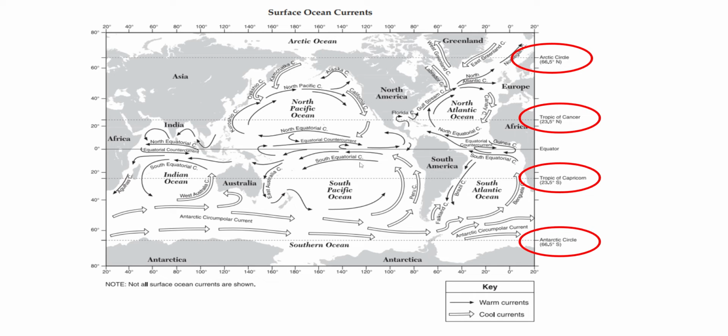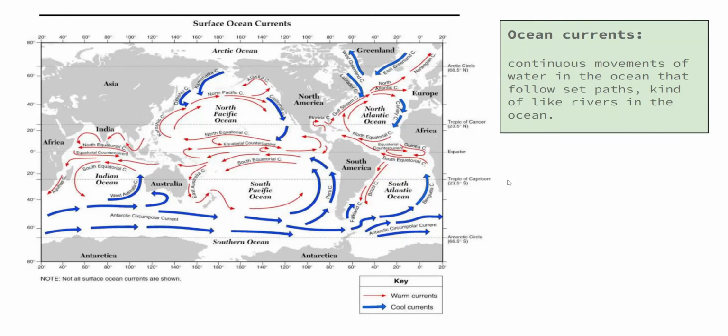These lines of latitude are very important for our seasons unit, but remember the degrees that these lines of latitude are on. This map also shows us the world's ocean currents. Ocean currents are continuous movements of water in the ocean that follow set paths, kind of like rivers in the ocean. So, yes, we have oceans like the South Pacific Ocean, North Pacific, Indian, North Atlantic, but within oceans are small river-like streams of flow where the water is flowing. And this is showing warm and cool ocean currents, meaning warm waters and cool waters flowing kind of like rivers within the oceans. The reds are our warm water currents, and our blues are our cool water currents.